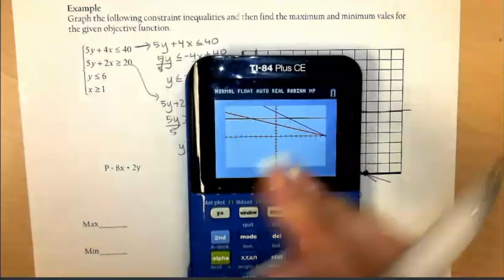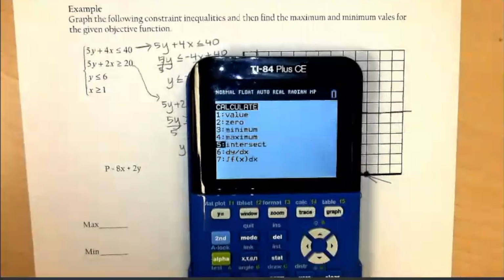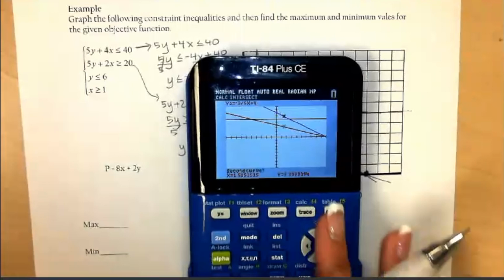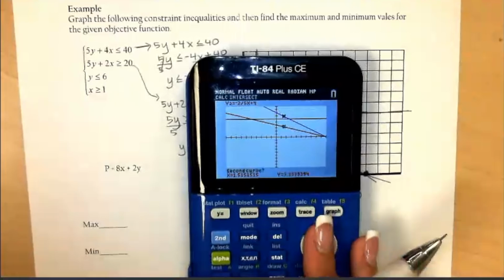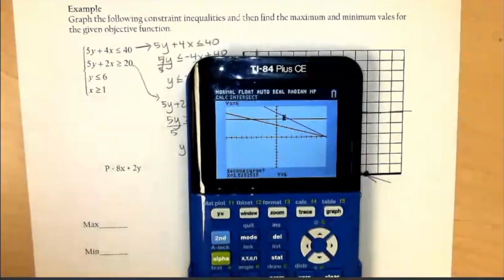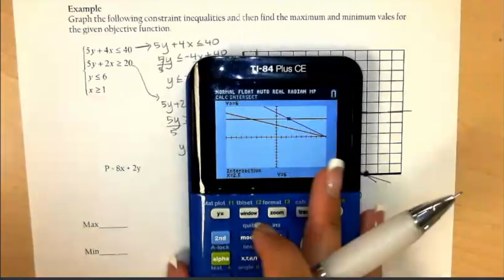So we hit second trace intersect. We move over towards that intersection, hit enter. Now it bounced over to the other line. We do not want the intersection between that one. So I'm going to go to the y equals 6 line and then hit enter. And then enter for the guess. And there it is at 2.56.